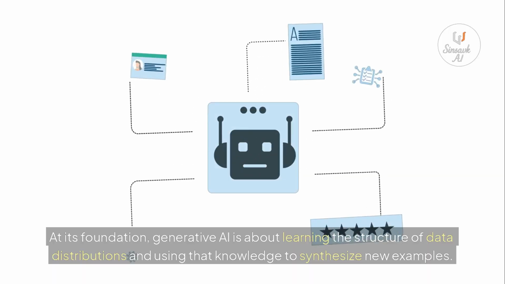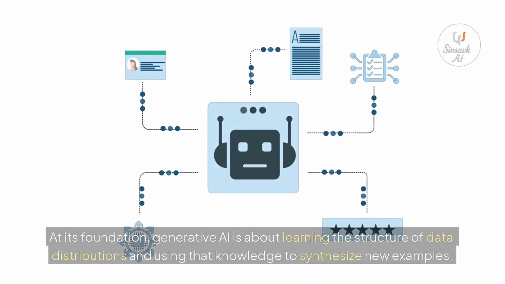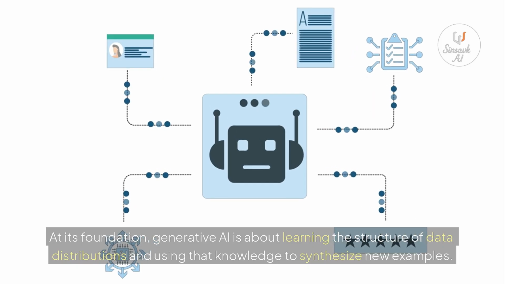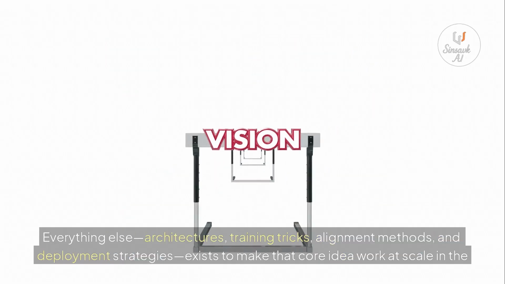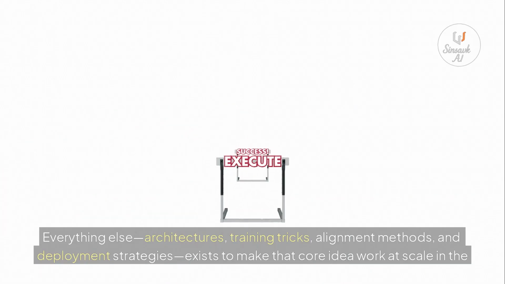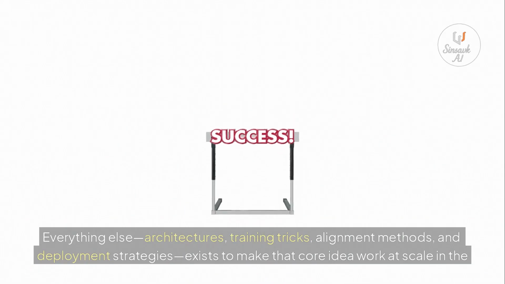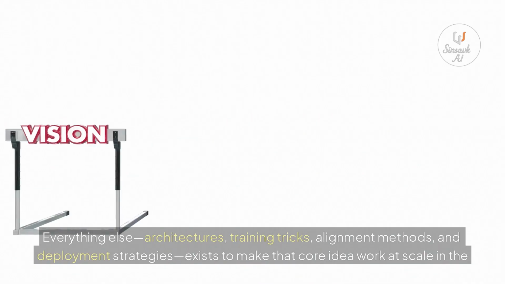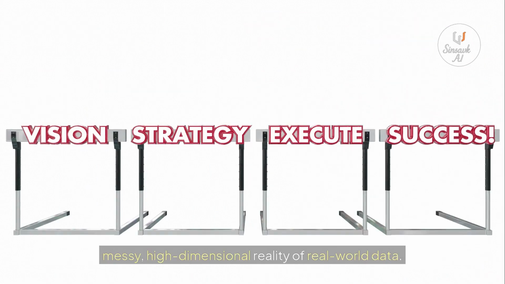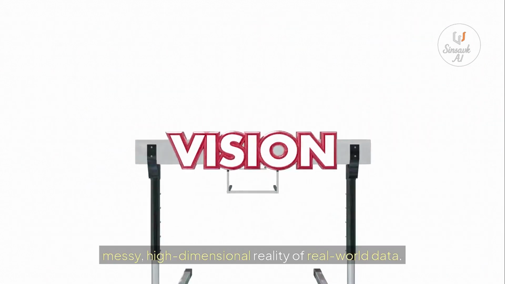At its foundation, generative AI is about learning the structure of data distributions and using that knowledge to synthesize new examples. Everything else, architectures, training tricks, alignment methods, and deployment strategies, exists to make that core idea work at scale in the messy, high-dimensional reality of real-world data.